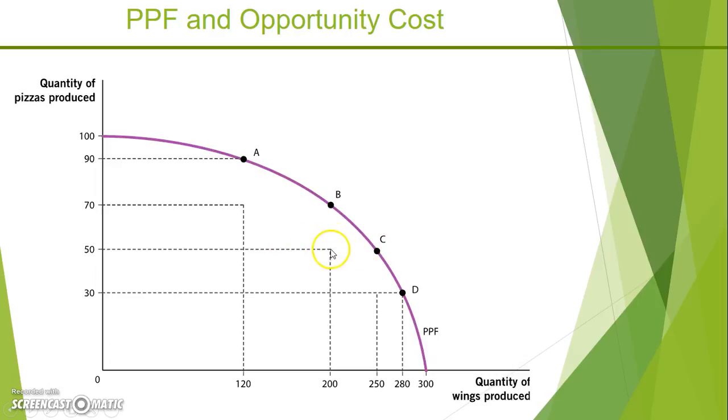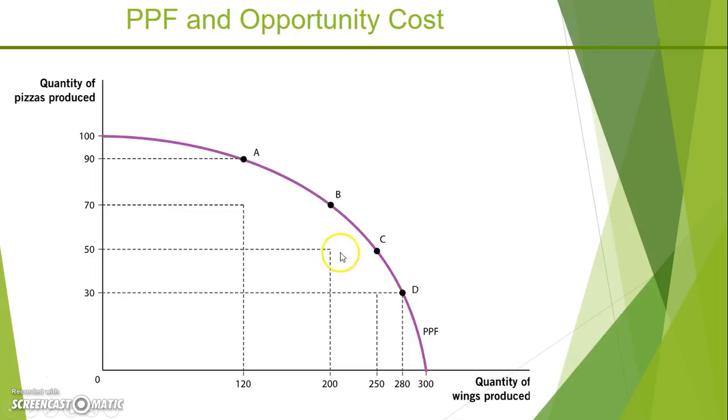Think about this point, the point at 50 pizzas and 200 wings. Is this possible? Of course it's possible, because we could make at point C 50 pizzas and 250 wings. In that case, we'd be using all of our resources. So of course if we can make 50 pizzas and 250 wings, we could also make 50 pizzas and just 200 wings. But in that case, we're not using all of our resources.